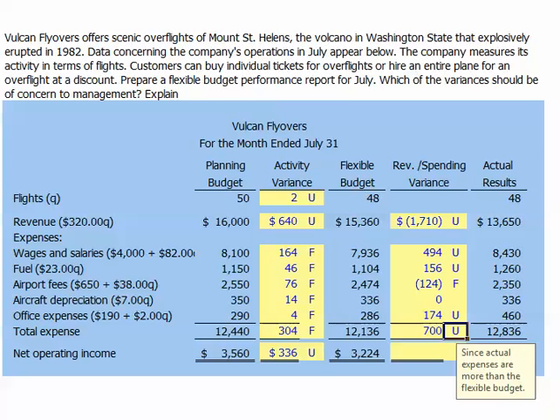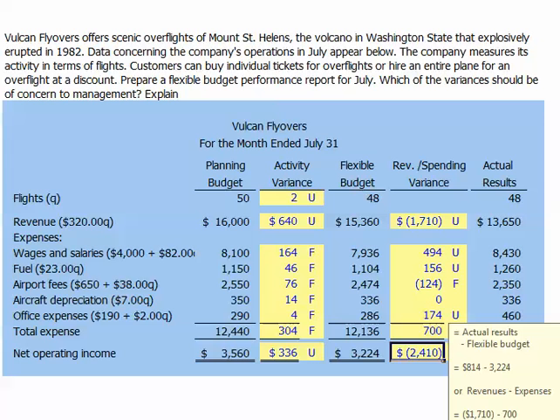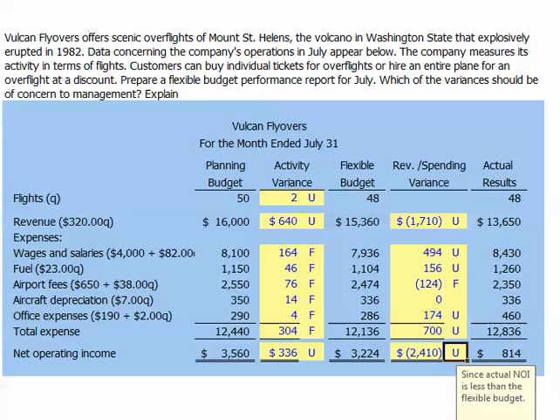We had an unfavorable revenue variance of $1,710, an unfavorable expense variance of $700. These two unfavorable variances combined equal $2,410, and our overall variance for net operating income is unfavorable.